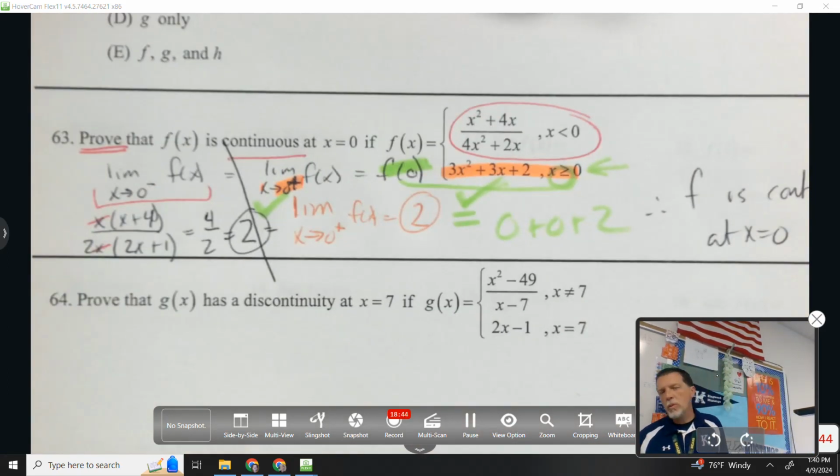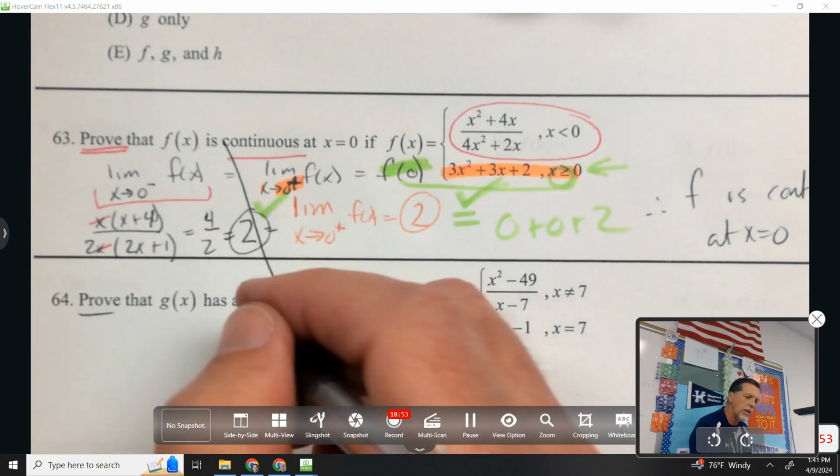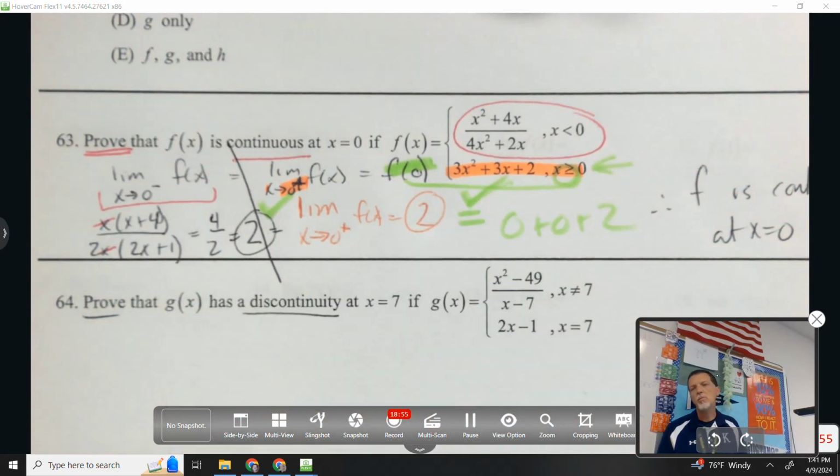So the prove problem: start with the definition, plug things in. If it all works, then you proved it continuous. If something breaks down, like will happen in 64, then you prove that it's not continuous.